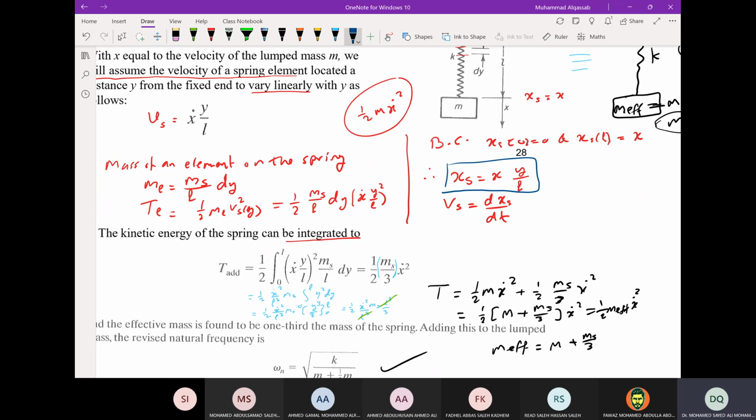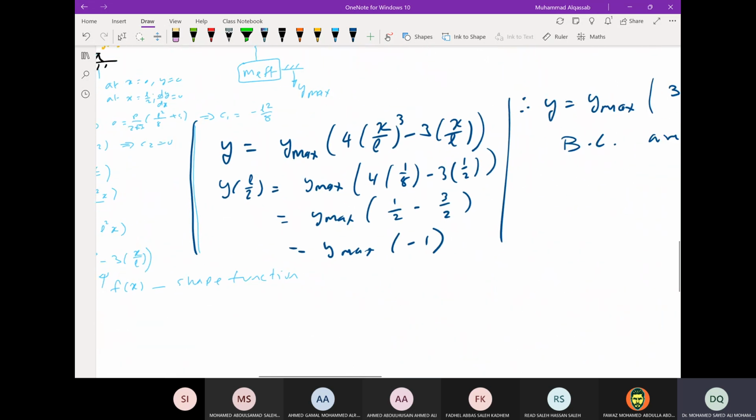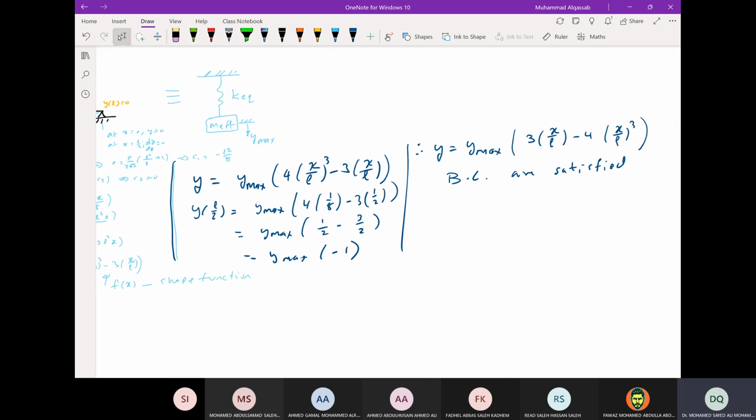So the velocity of any point on the spring is related to x dot, which is the equivalent system will be at x. The same thing for the beam. The motion of any point on the beam will be related to the motion of the point at midspan. So this is the equation to be used. This is the first step, or this is the shape function.